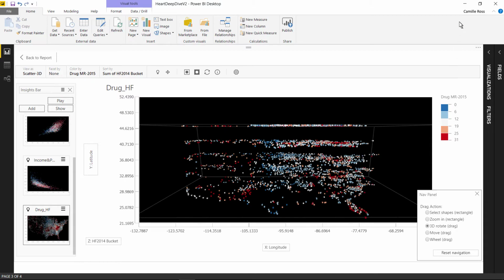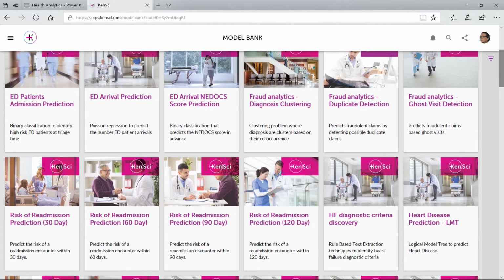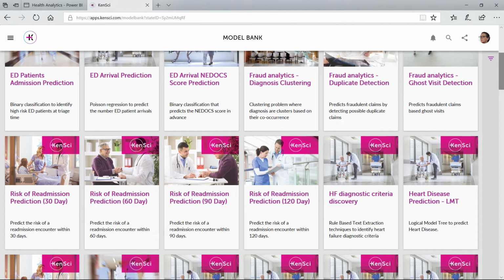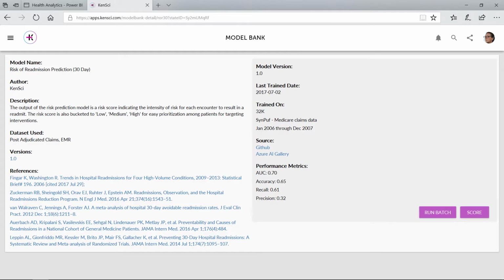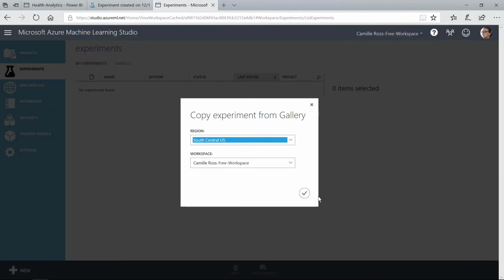To investigate further, Camille opens the KenSci Model Bank, where she has access to hundreds of machine learning-based models for predicting a variety of health and healthcare-related risks. In this case, she opens the model that will help her predict the risk of readmission within 30 days. Rather than start from scratch, Camille can copy the machine learning experiment the model is based on from Azure AI Gallery.